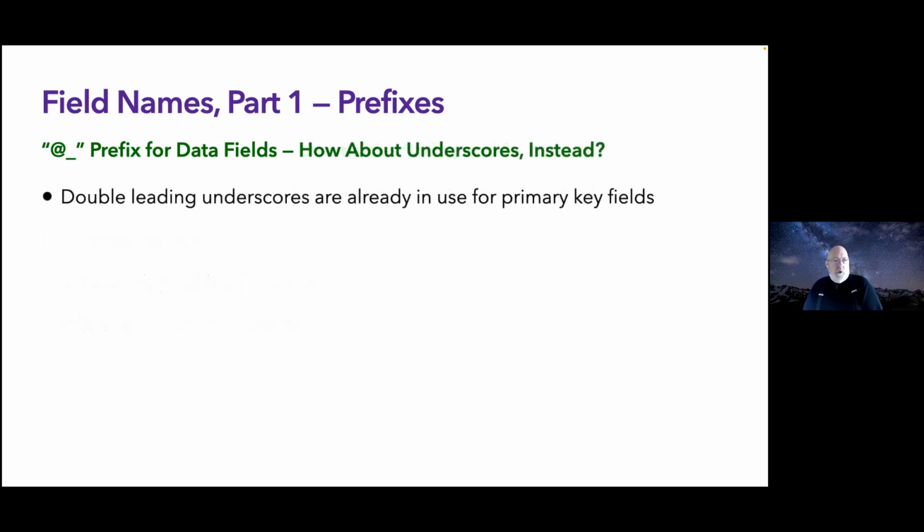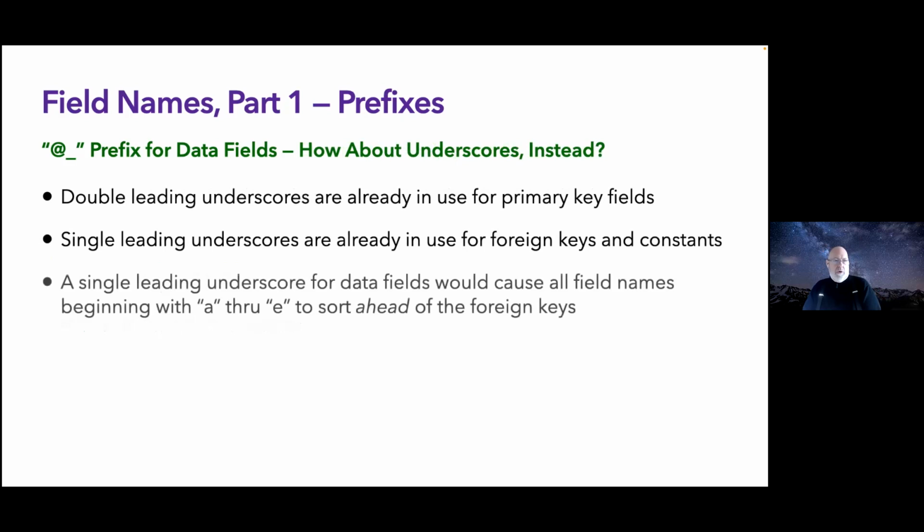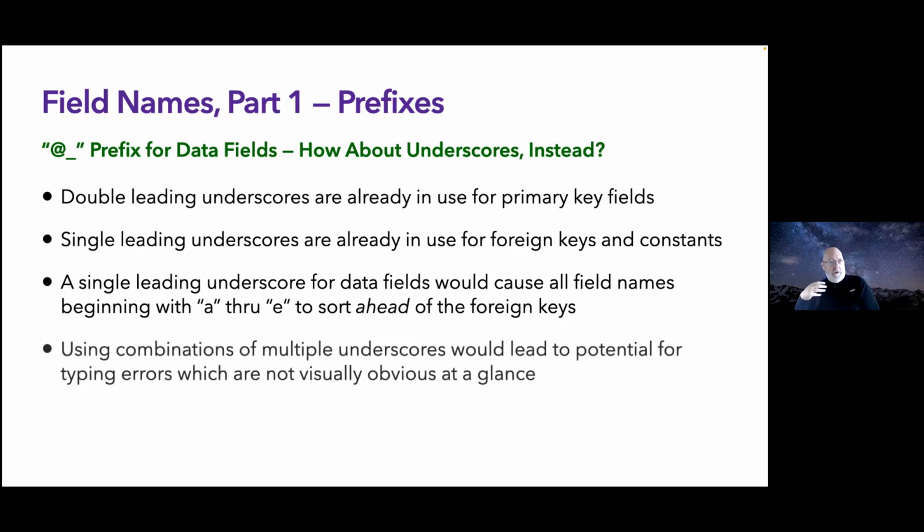So what about using underscores? Well, double leading underscores are already in use. Single leading underscores are already in use. So putting a single leading underscore for data fields would cause all field names beginning with A through E to sort ahead of the foreign keys. That will be bad. And using a combination of multiples leads to potential for typing errors, because how many underscores is that? Did I hit my key 3 times, meaning 2? Did I hit it 2 times, meaning 3, and all that? So it doesn't anti-bug is the issue here.